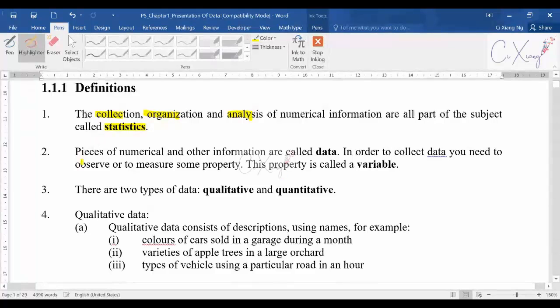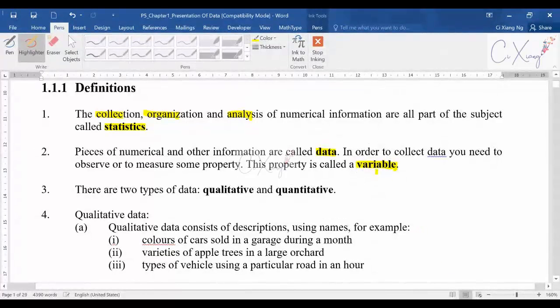Then the pieces of numerical and other information we call data. When you collect information, all the information that you collect, we call data. In order to collect data, you need to observe or measure some property. This property is called a variable. So all the data has a special name. As an example, when I'm talking about the height of students in July intake 2020, the height of students is actually a variable.